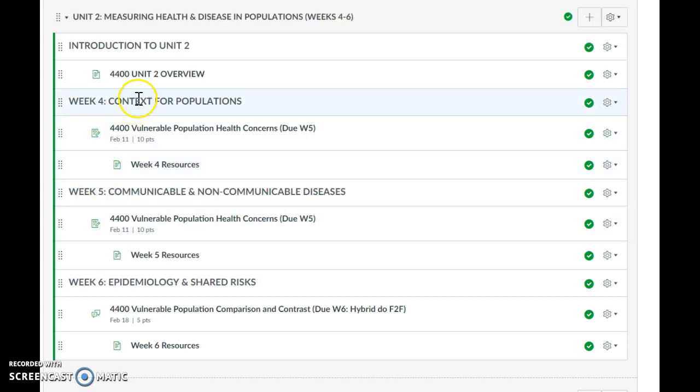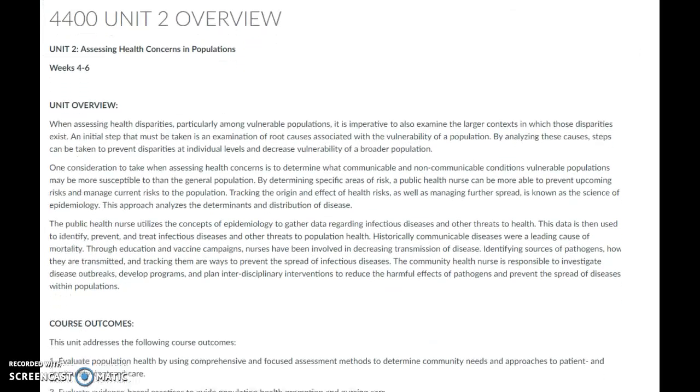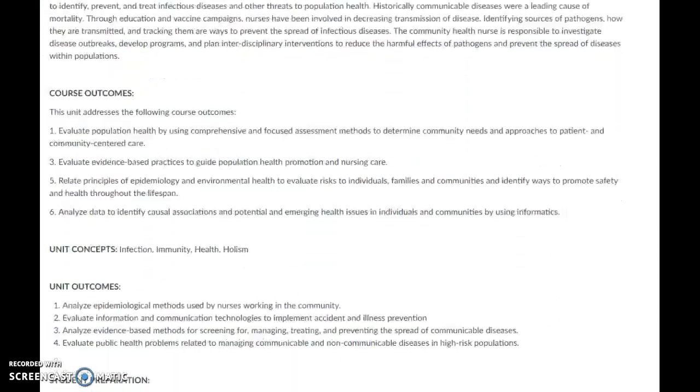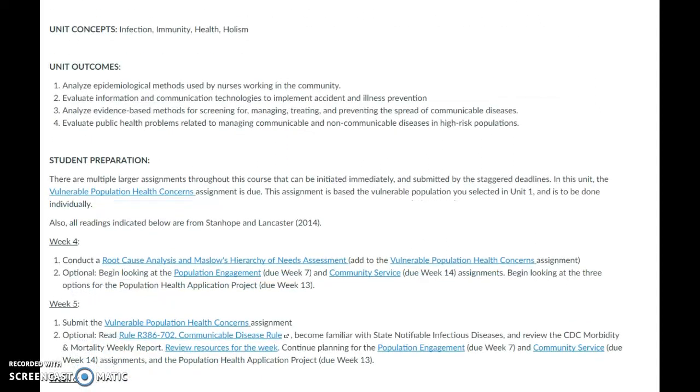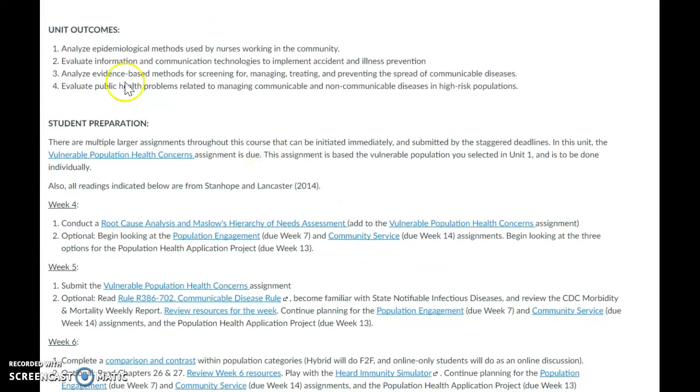If you come to the Introduction to Unit 2, you can look at the overview. I'll show you what's expected of you over the next couple of weeks. This unit does range from week 4 through week 6. You can see each of these listed below, as well as the hyperlinks that take you to these different assignments.